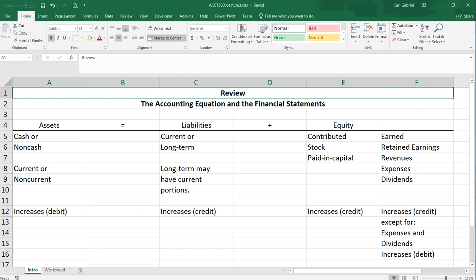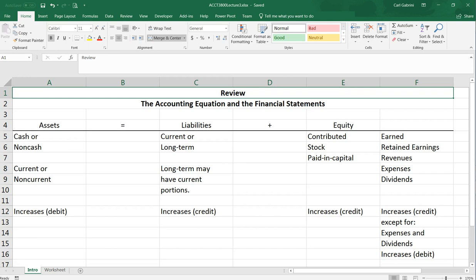Revenues are increased using accounting credits, but expenses and dividends are increased by debits. And again, that should make sense because revenues increase retained earnings. Expenses and dividends decrease retained earnings. So expenses and dividends have to increase in the opposite direction from revenues and retained earnings in order for that to be true.